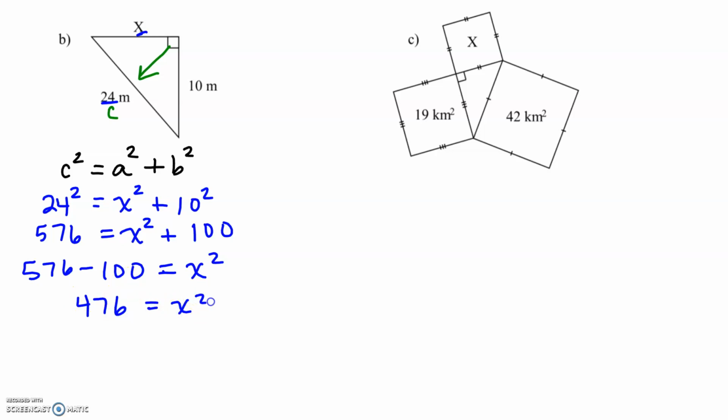Equals x squared. And I just want to point out, I left the x where it's at because it's already positive. If I had moved the x squared to the left side, I would end up with a negative, and I don't want to deal with a negative. That's why I moved the 100 over.